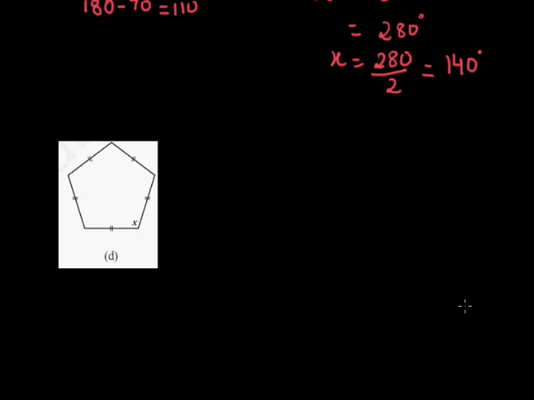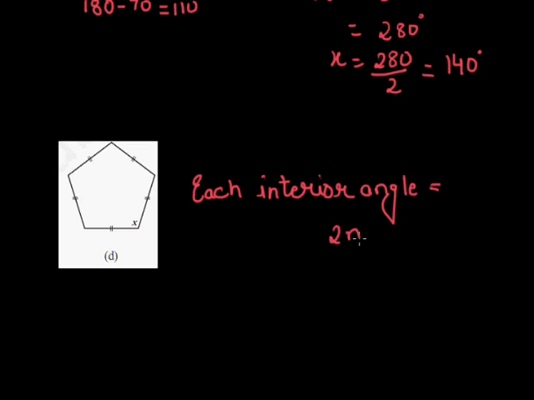Now in the next question, the D part, I have to find the value of x. Now this is a regular polygon, so each interior angle will be equal to (2n minus 4) into 90 degrees upon n, where n stands for the number of sides. This formula is applicable only for a regular polygon. We can see that here is a regular polygon, all the sides are equal. So the number of sides n is equal to 5.